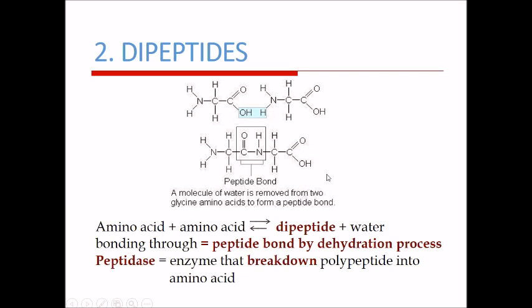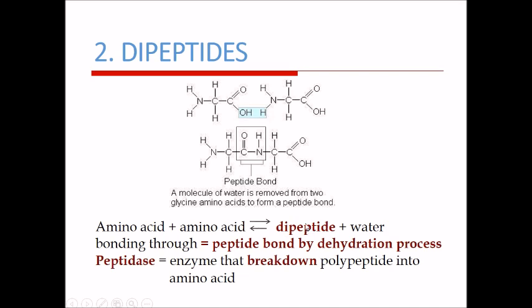So meaning to say it consists of 2 amino acids linked together by a peptide bond through condensation process. Okay, so the equation will be 1 amino acid combined with another amino acid through the condensation process, thus producing water, and also producing dipeptide. And these equations can be reversed also. Okay, this reaction can be reversed.